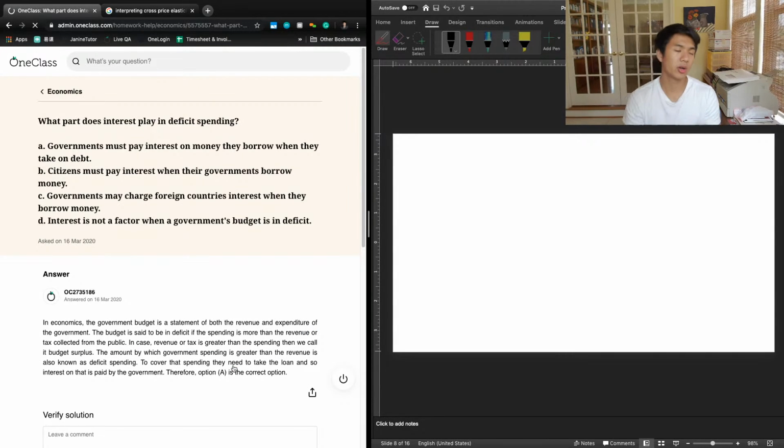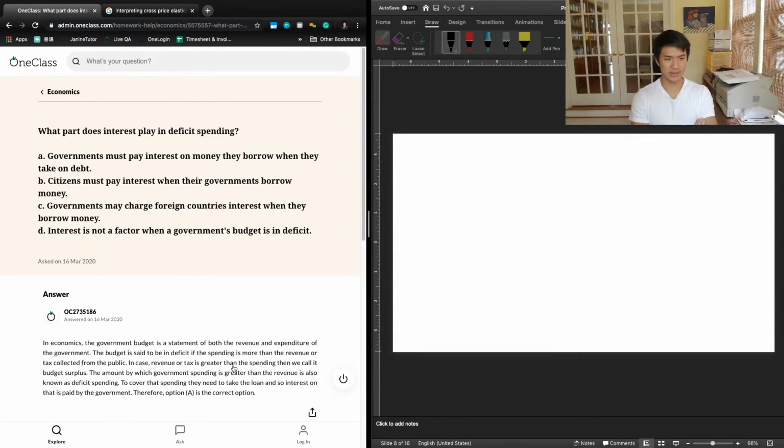So let's take another look at this question, and it says, what part does interest play in deficit spending? A says government must pay interest on money they borrow when they take on debt. B says that citizens must pay interest when their government borrows money. C says governments may charge foreign countries interest when they borrow money. And D says interest is not a factor when a government's budget is in deficit.